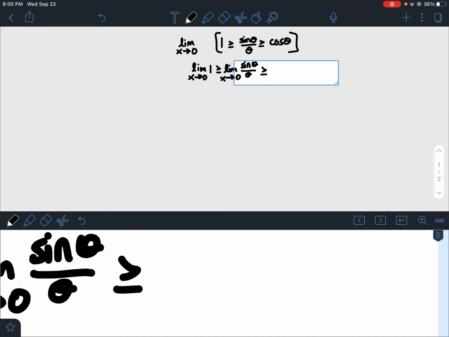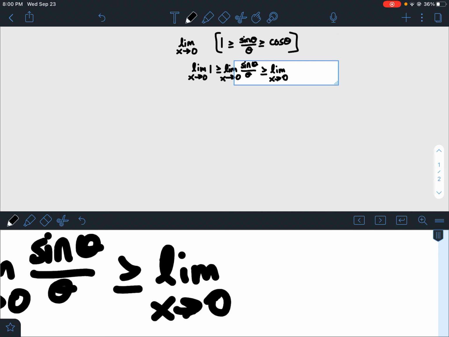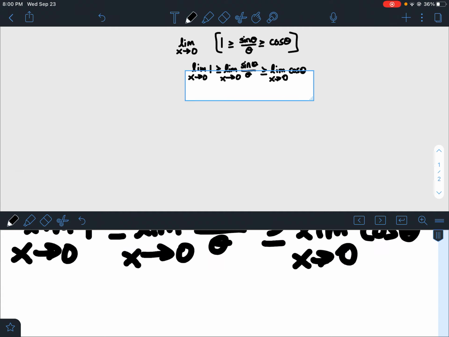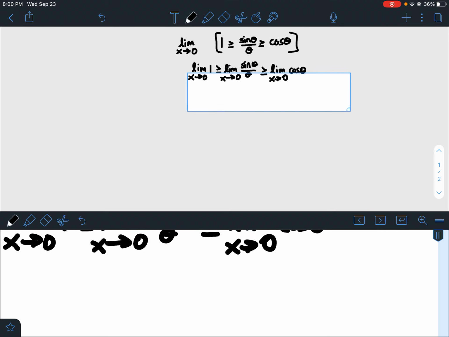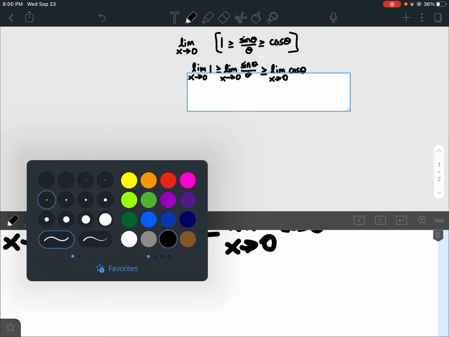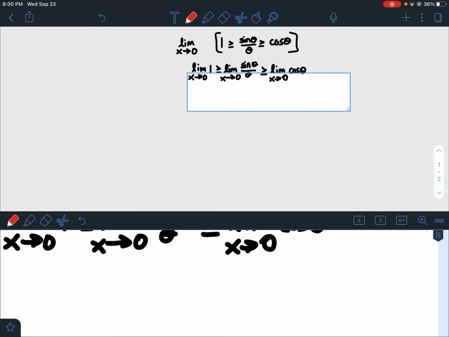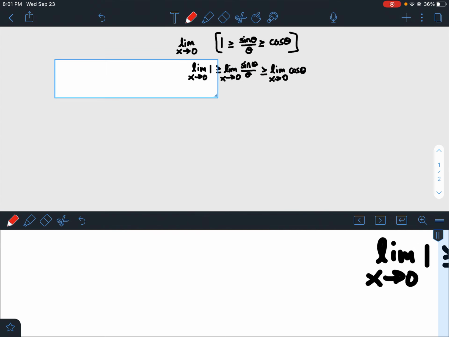Basically, this is the squeeze theorem. It's taking a function and saying that since this is this, and they both have to be, so this is what it's saying. If, let's get the squeeze theorem. Squeeze theorem.